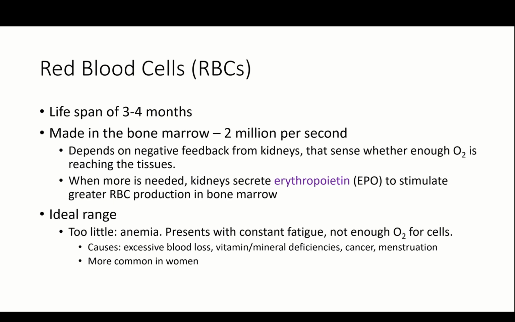The red blood cells have a lifespan of about 3 to 4 months. They're made in the bone marrow of your body and at a rate of 2 million per second. So you're making a lot of these. These turn over time, and all of this rate depends on negative feedback from the kidneys. What they are doing is sensing how much oxygen is reaching the tissues. If the kidneys decide that we need more oxygen to reach the tissues, then they will secrete a hormone called erythropoietin. And what that does is stimulate greater red blood cell production in the bone marrow.